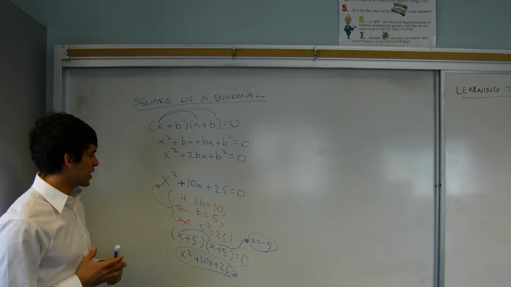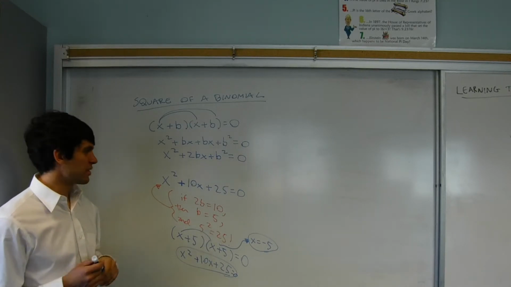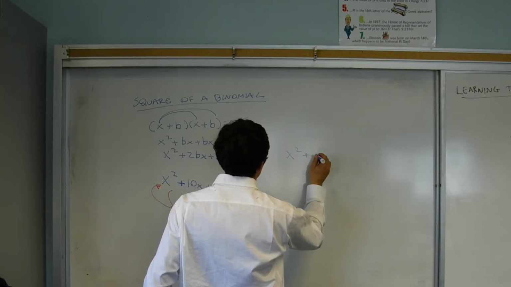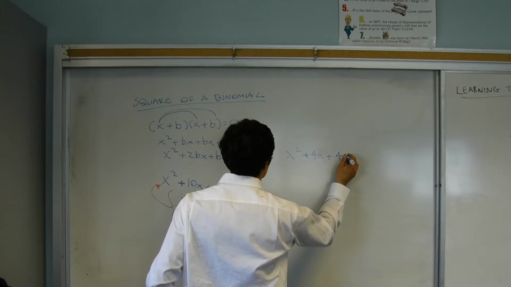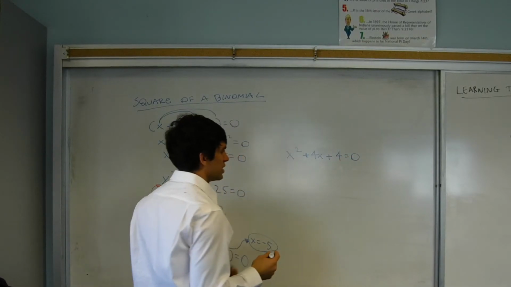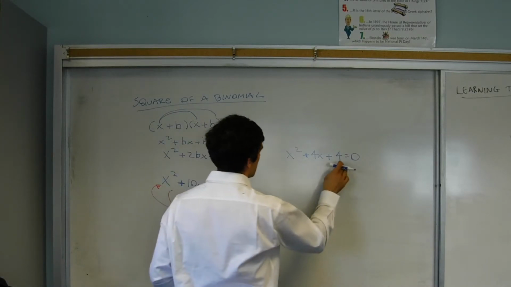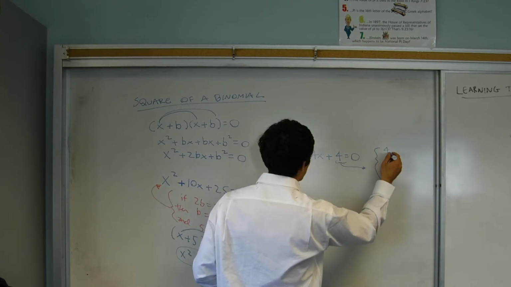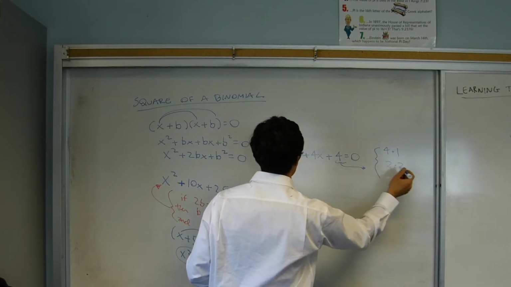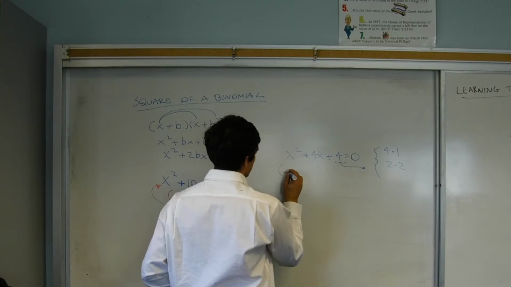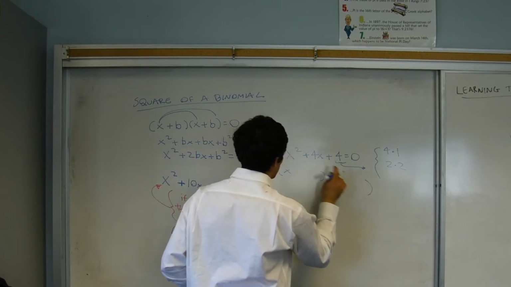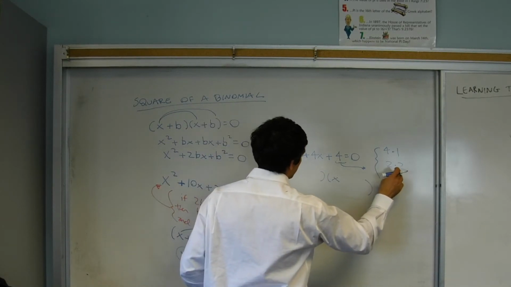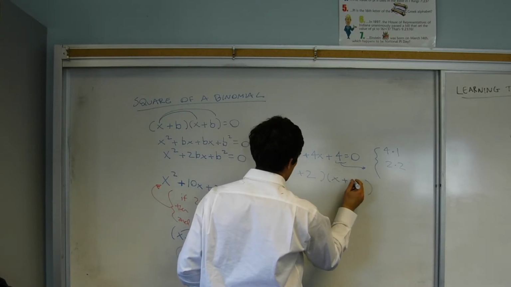So the other way we could do this is we could just use the traditional method. So if we have, say, x squared plus 4x plus 4 is equal to 0, we can say, okay, what pairs of numbers multiply to 4? We could have 4 times 1, or we could have 2 times 2. And if we set this up, we know that the numbers also have to add to 4 in addition to multiplying to 4. So that means that this is the answer.